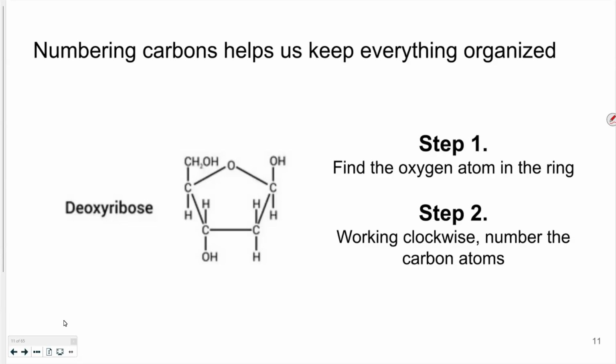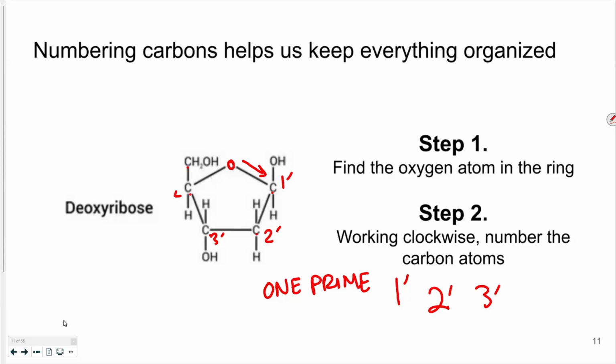The carbon atoms in our 5-carbon sugar are numbered 1 prime. You'll also see it written as 1', 2', 3', and so forth. So to do this numbering system, we need to start by finding our oxygen atom here. We're going to go clockwise. So this is our 1 prime carbon, 2 prime, 3 prime, 4 prime, and 5 prime.